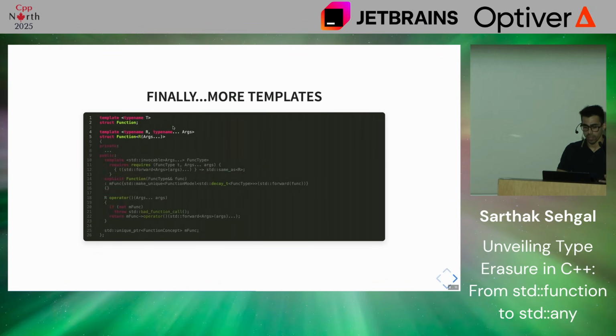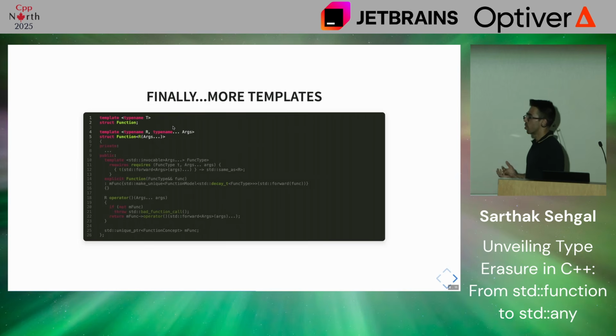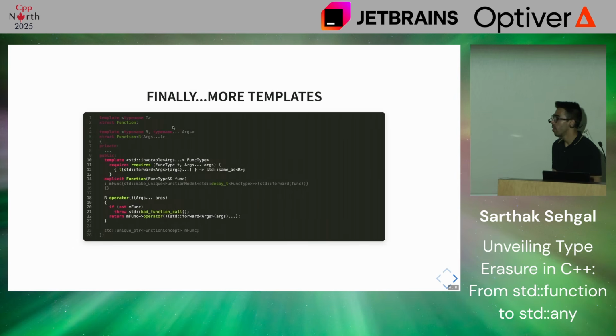Here I have a function class which is templated. Previously, this was a non-templated class because we were only implementing a common signature which takes an integer and returns Boolean. But now I have this templated function class. It's not defined. I've only defined a specialization which expects a return type R and a variadic set of arguments called Args.